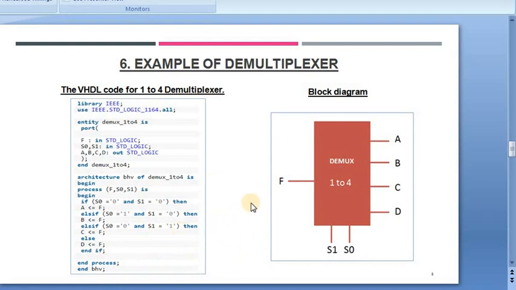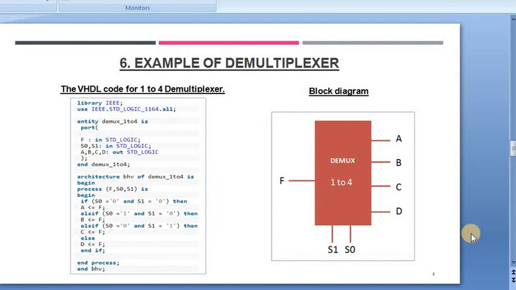I hope you now have some understanding of this topic of demultiplexer. Now let's move to the next slide for the topic of encoder.